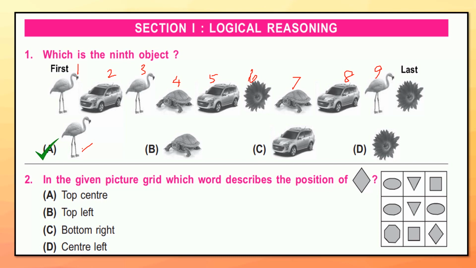Question number 2. In the given picture grid, which word describes the position of diamond? In the picture grid, we can see the diamond is here. So the correct answer is option C, bottom right.